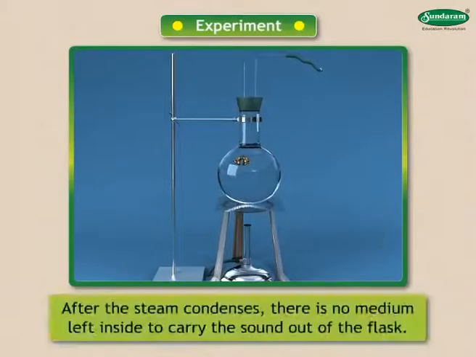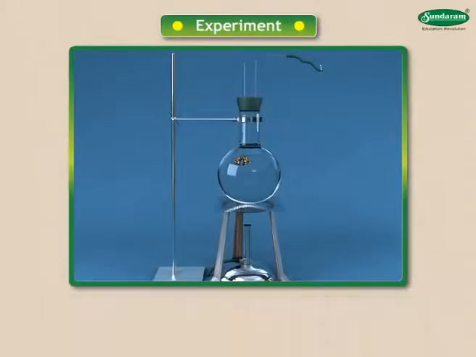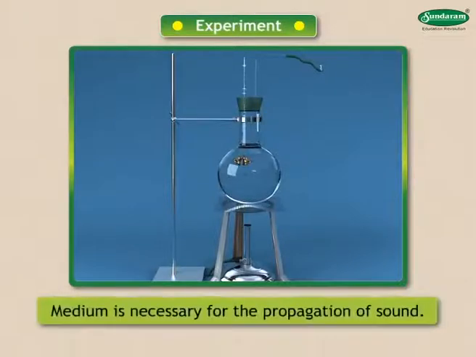Why? After the steam condenses, there is no medium left inside to carry the sound out of the flask. Now open the clamp and shake the flask. You will hear the bell quite clearly because the outside air has now entered the flask and it acts as a medium again. Thus, it is clear that a medium is necessary for the propagation of sound.